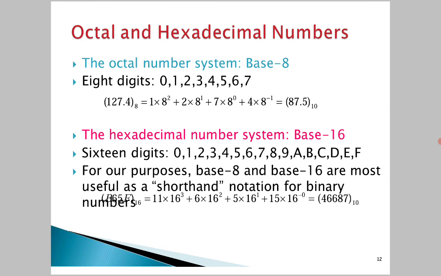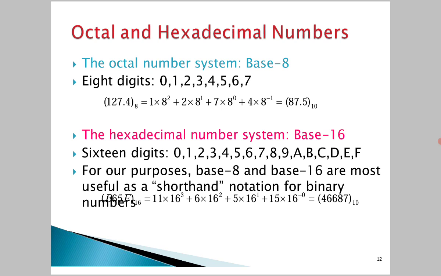Next are octal and hexadecimal numbers. So what are octal numbers? As we already know, there are four types of number systems: decimal, binary, octal and hexadecimal. The octal number system has a base of 8. 8 digits are used in the octal number system, that is 0, 1, 2, 3, 4, 5, 6, 7.